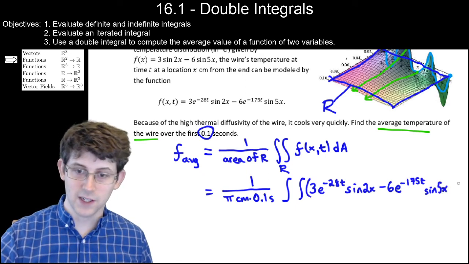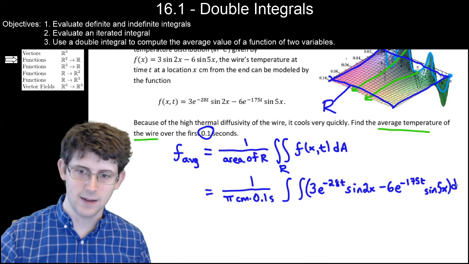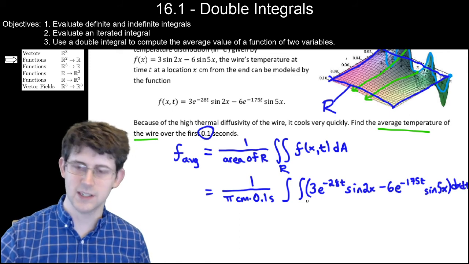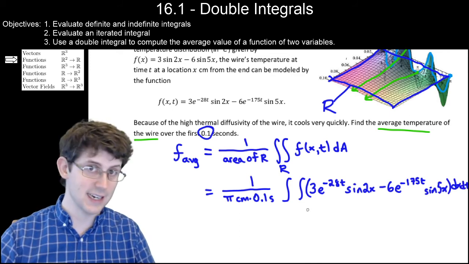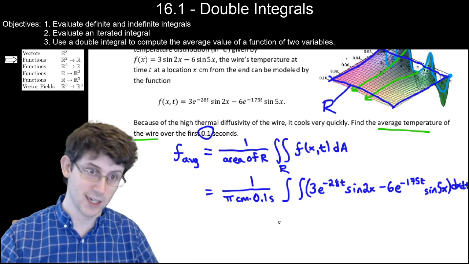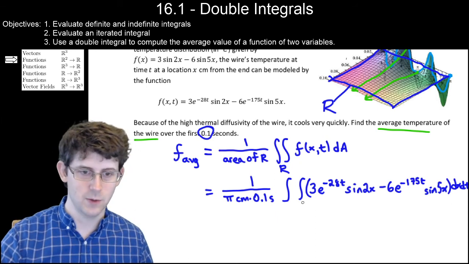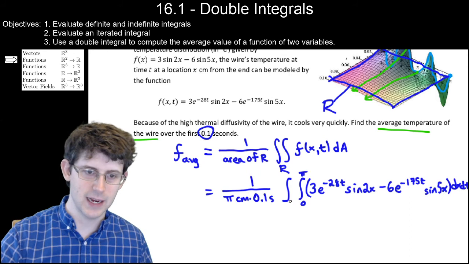We're going to integrate this function with respect to x and t. For now, I said x first and then t, so we'll try x on the inside and t on the outside. If it goes poorly, we'll switch it. The x bounds were from 0 to pi. The t bounds were from 0 to 0.1.